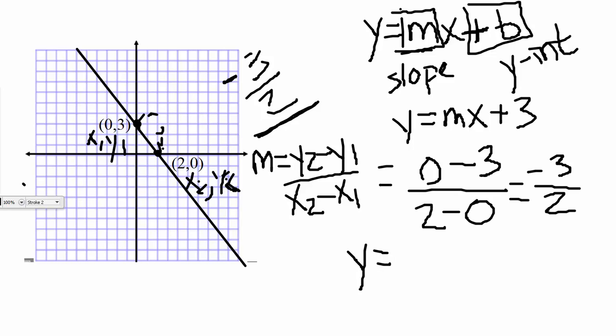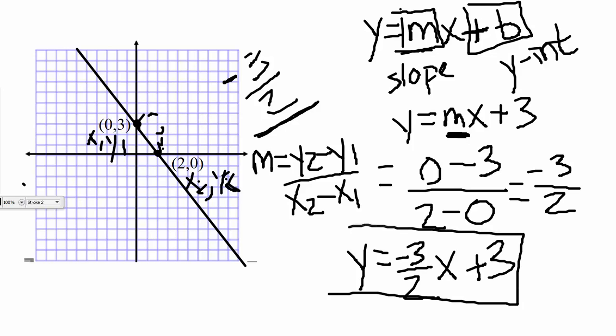So y equals, we can now plug in m, because m is -3/2. We plugged our points into the slope formula and got that. X is part of our equation always, and our y-intercept was +3. So y equals -3/2 x plus 3 would be our equation for this particular problem.